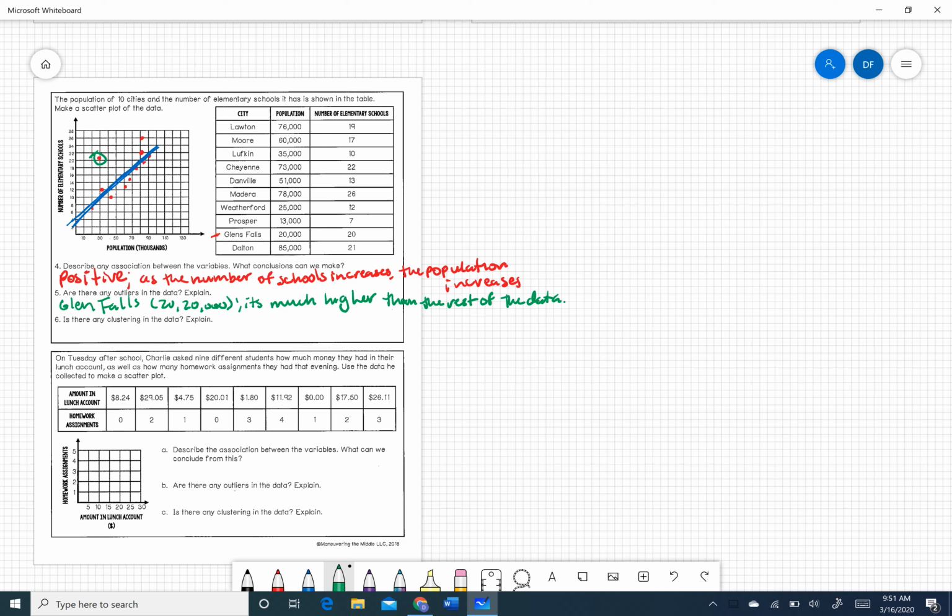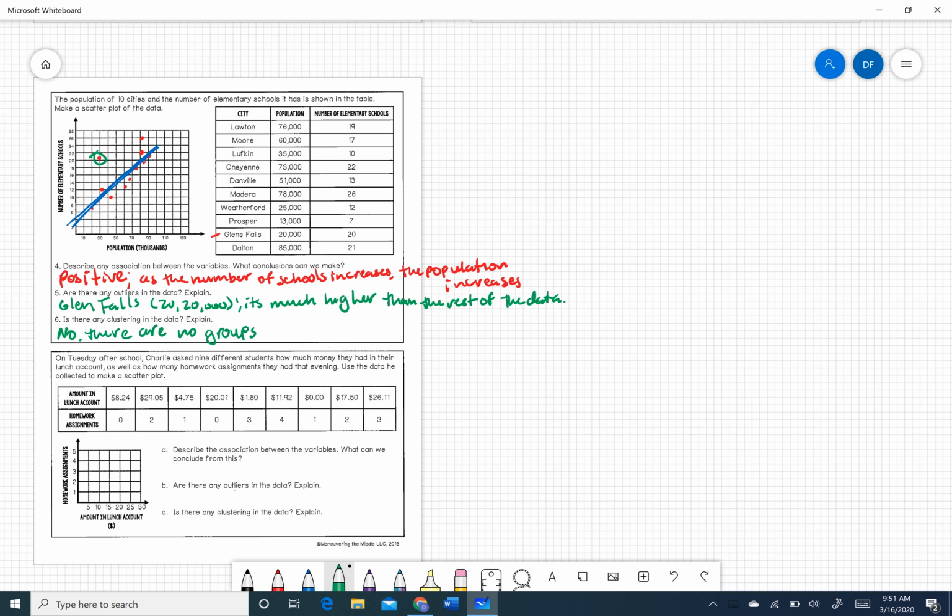So are there any clusters? I wouldn't say that there's really any clusters. There's no distinct groups. Everything follows a straight line. So I would say no. There are no groups. Right?